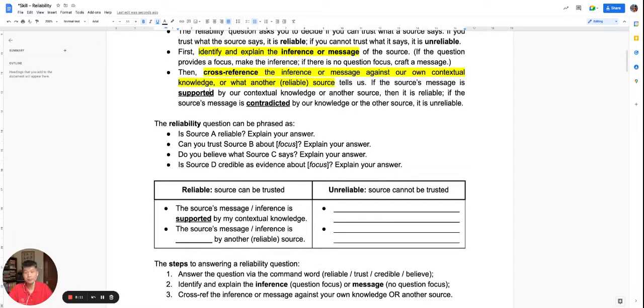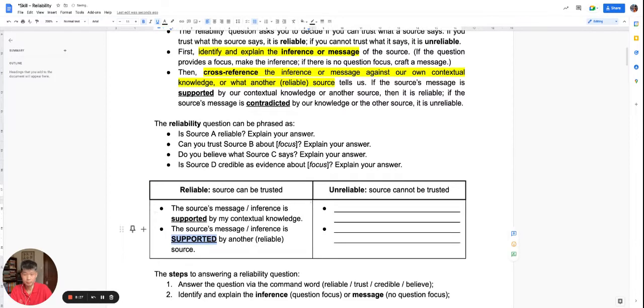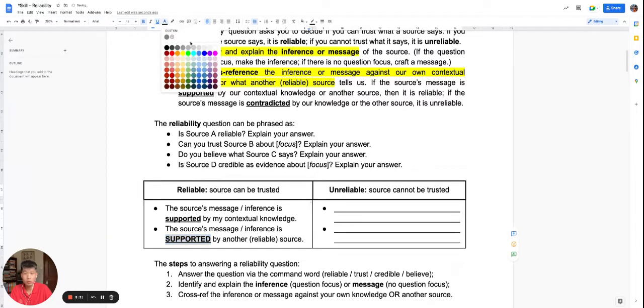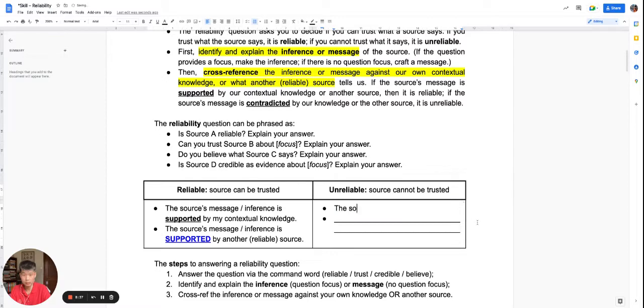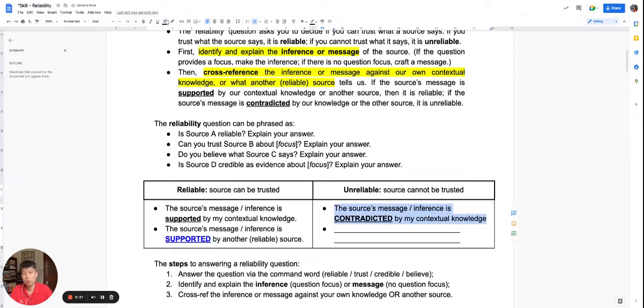Please highlight as we go along. And so you can fill in the blank. If you think a source is reliable, the source can be trusted, you can establish this by showing that it's supported by your contextual knowledge or by another reliable source. If you think that the source is unreliable, you should demonstrate this by saying that the source's message or inference is contradicted by your contextual knowledge, or it is contradicted by another reliable source. Can I leave you to fill in this worksheet on your own?